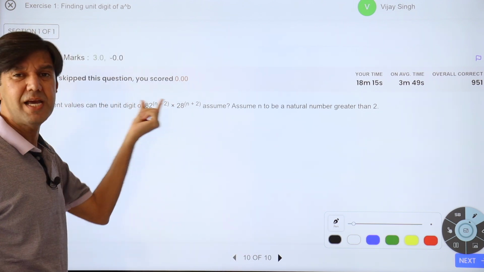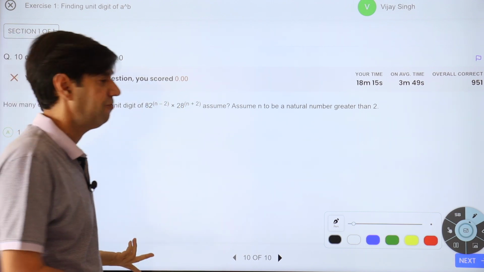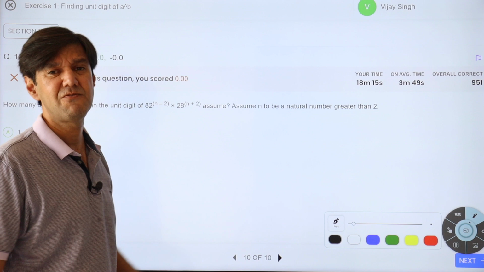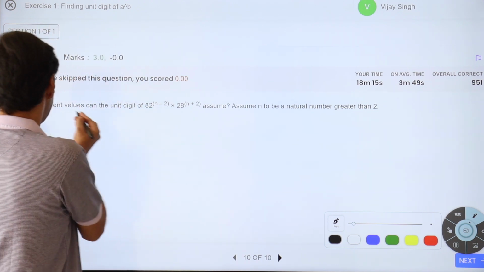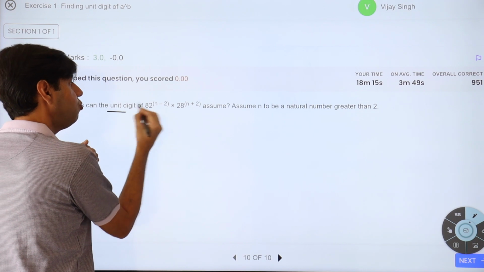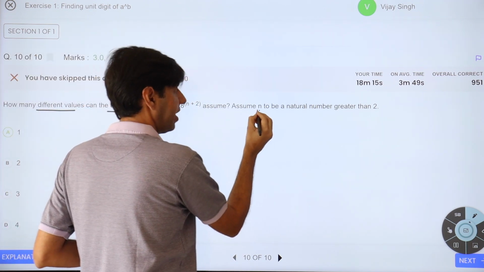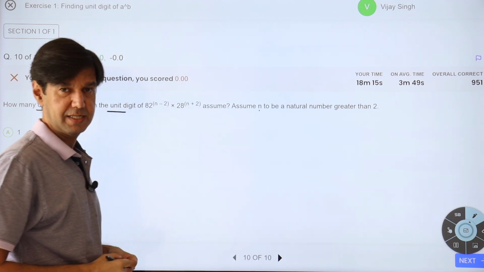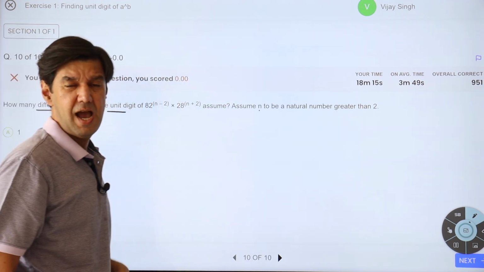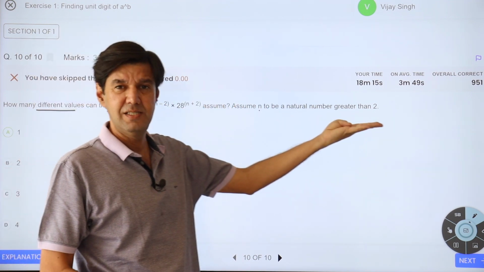You put in some variables and so on. Till now it was n. Now it's n minus 2 and n plus 4. And that is enough to put off a lot of students who don't understand the language of maths. Maths is just essentially a language. How many different values can the unit digit of this take, assuming n to be a natural number greater than 2? One possibility is just take values of n and try it. Maximum you'll have to take 4 consecutive values of n.